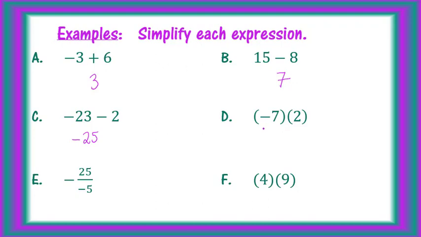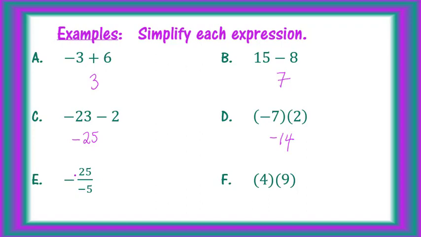For D, I have negative 7 times 2. Since the signs are different, I have a negative on the 7 and a positive on the 2. The final answer is going to be negative 14.